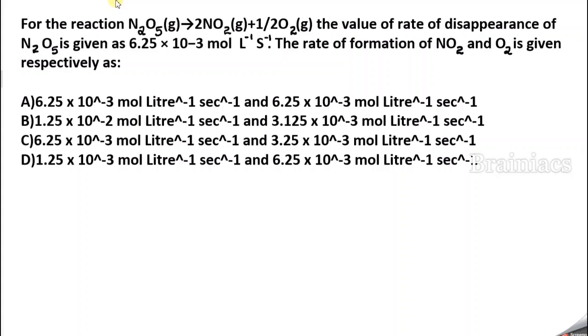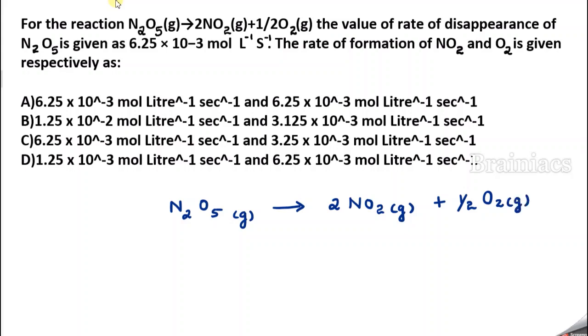So let's rewrite the equation one more time. We have N2O5, which is in gaseous form, getting converted to 2NO2, which is in gaseous form, plus half O2. Now again, it is based on the same concept: the rate of disappearance of reactants is equal to the rate of formation of products.